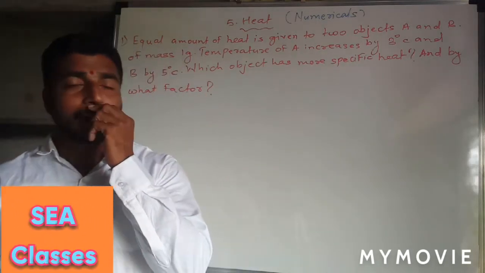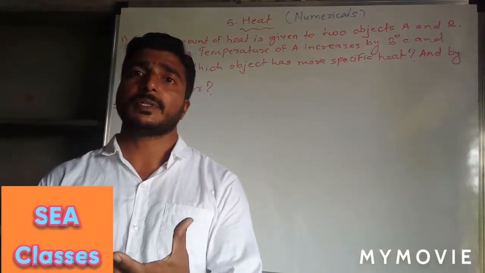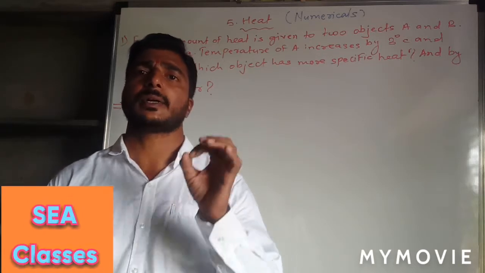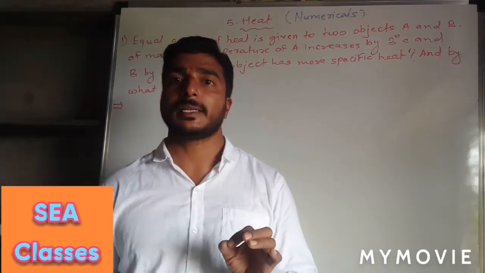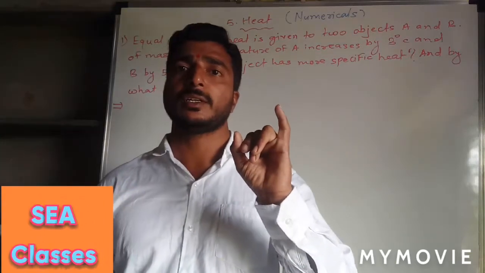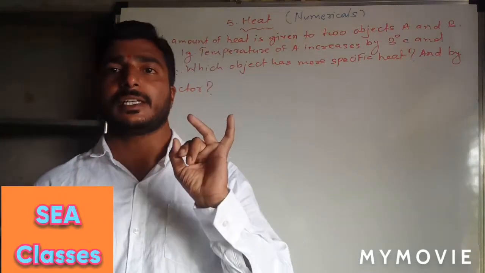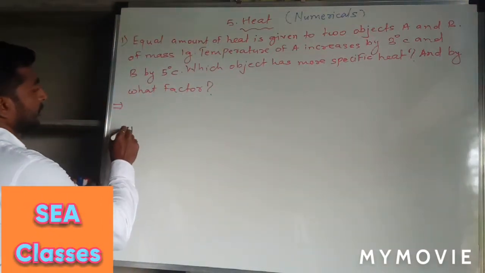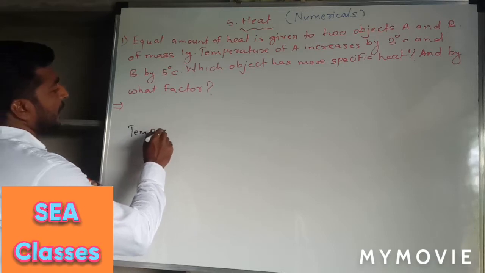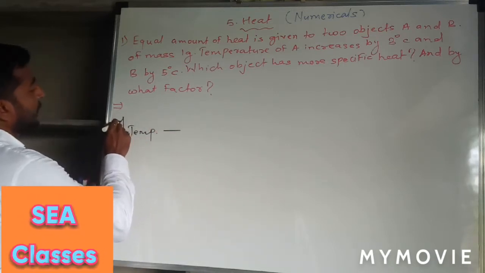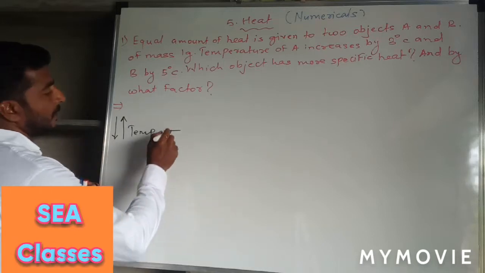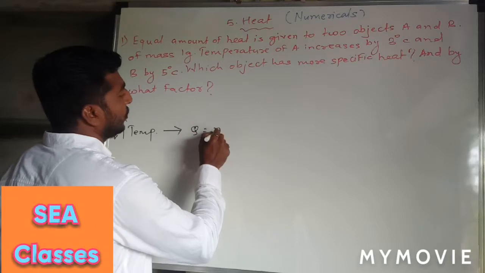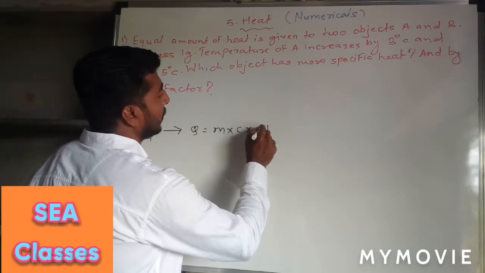Before that, I want to remind you that when heat is given to some object or material, there is a change in its temperature or a change in its state. Whenever there is a change in the temperature of an object, either the temperature rises or it decreases. So whenever there is a change in temperature, you have to use the formula: heat is equal to m into C into delta T.